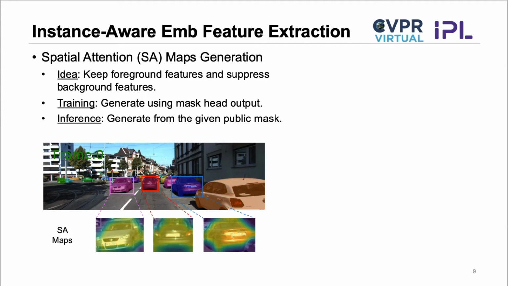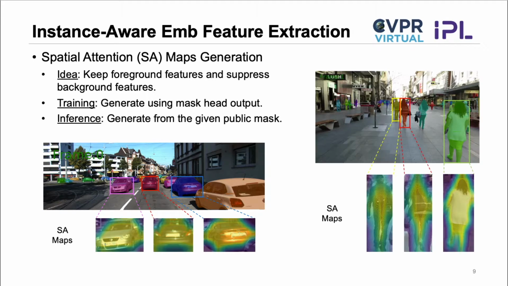And here are some spatial attention map examples from both the KITTI MOTS and MOTS-20 datasets. We can find that our spatial attention can focus the original bounding box embeddings to the foreground regions.